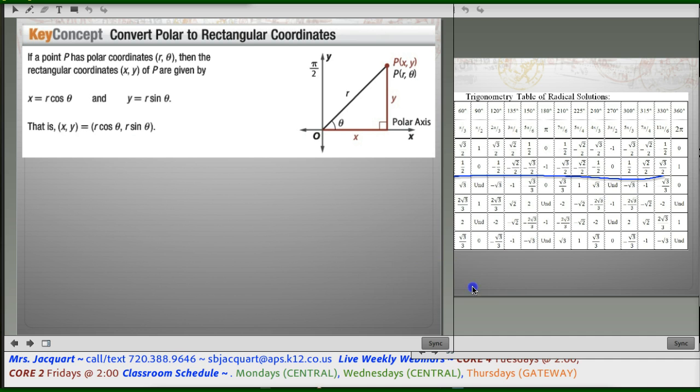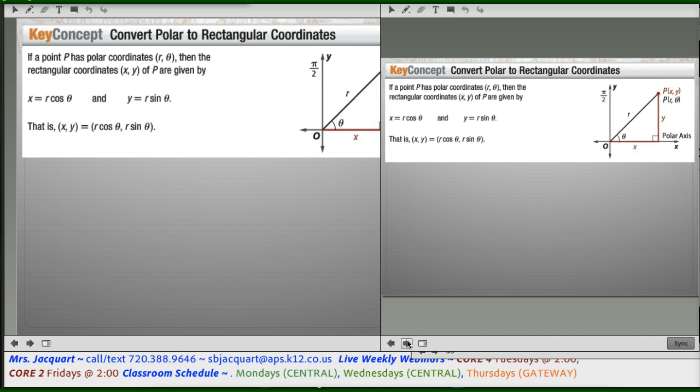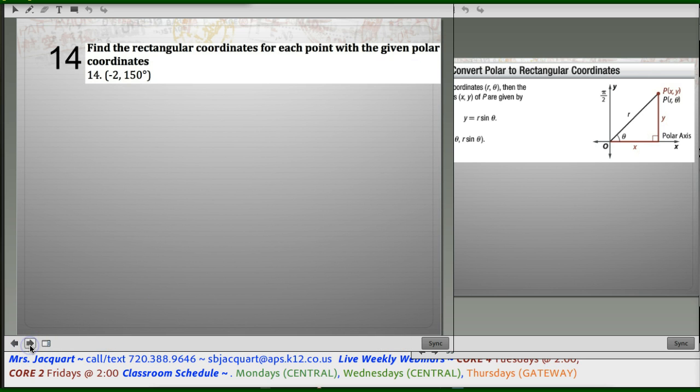Okay, so here's what we're going to need. Cool, push pause if you need to. Okay, find rectangular coordinates for each of the given pairs. Let's push pause for right now.